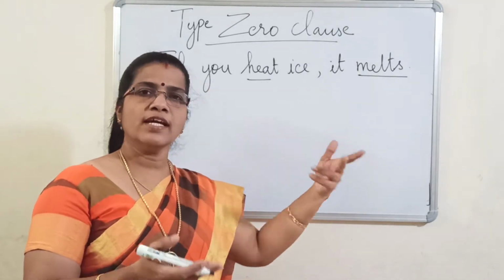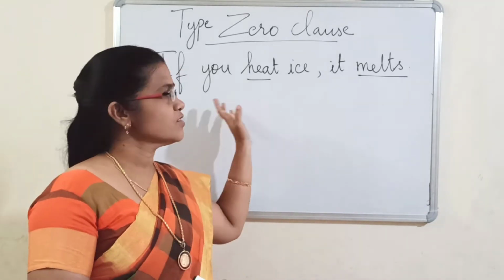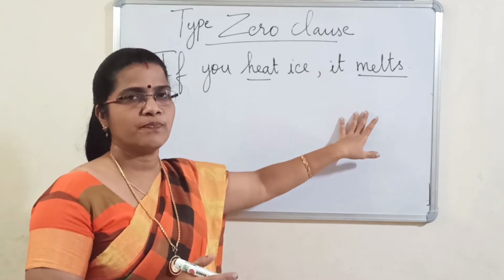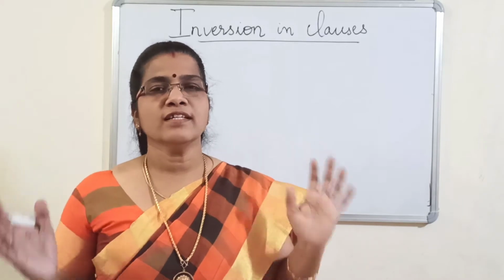Okay, so if you heat ice, it melts. If you heat it today, it melts. Again tomorrow if you do it, you get the same result. So you use the same tense form here, simple present tense. This is type 0.